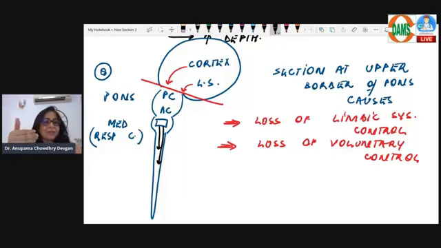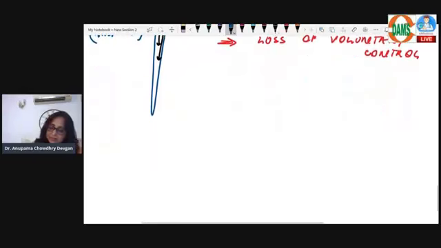What is the respiratory center? DRG for tidal respiration, VRG for whenever the requirement increases. You've been asking me, what is the role of VRG? See, VRG can send impulses to both the inspiratory muscles and also the muscles involved in expiration, because it has got I and E neurons, right? So if you do a section at the upper border of pons, there is loss of limbic system control and loss of voluntary control. Okay? Let's look at the next question.